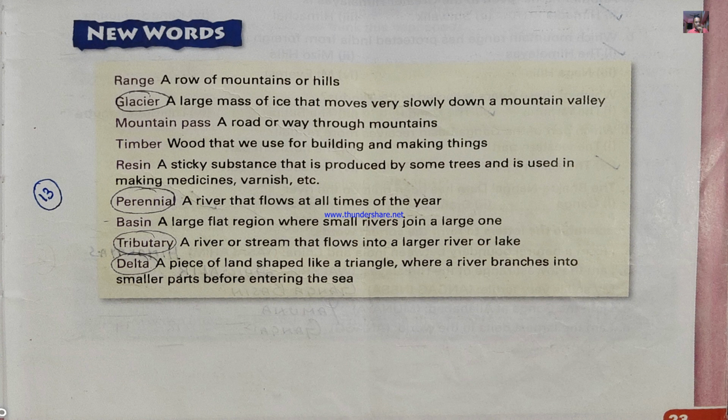Basin, a large flat region where rivers or small rivers join a large one. Tributary, a river or stream that flows into a larger river or lake. Delta, a piece of land shaped like a triangle where a river branches into smaller parts before entering the sea.